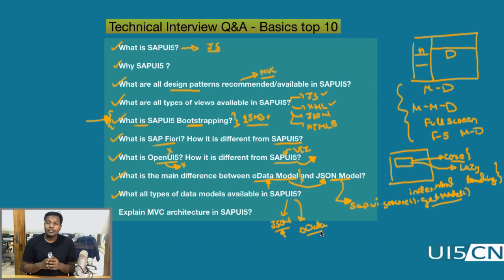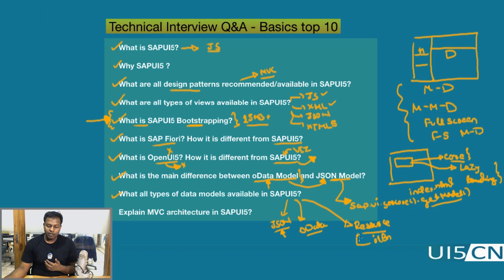So we have an OData model which is stored in the server, and you just have an object in the front end. Then there's a resource model. So this resource model is basically the model which is used for the i18n file, which is the text file for the language conversion.